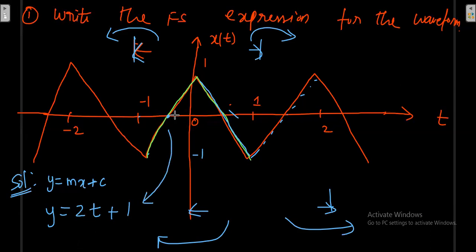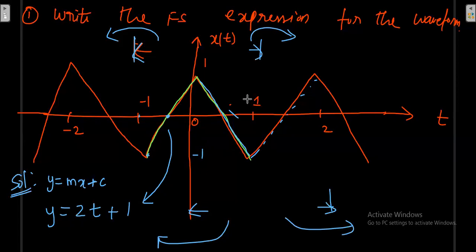Or otherwise, you can check in other places also. If you put t equal to -0.5, what will happen? 2 into -0.5 is -1. Again, -1 plus 1 cancels, so your answer is 0. Or otherwise, you can also verify here. When you put t equal to -1, -2 plus 1, finally -1, yes, you are getting -1. So the mathematical expression for this line is 2t plus 1.